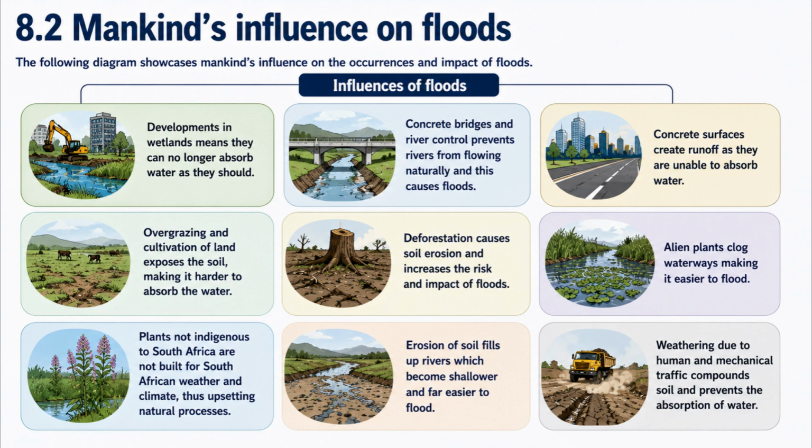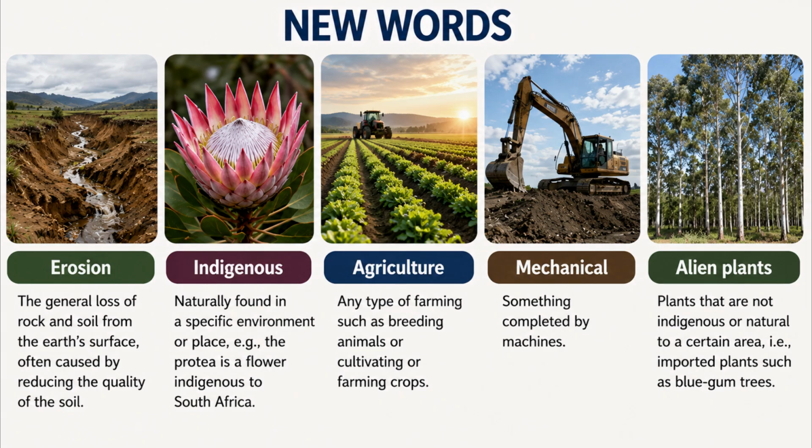Erosion of soil fills up rivers, which become shallower and far easier to flood. Weathering due to human and mechanical traffic compounds soil and prevents the absorption of water. Make a summary of the information on the screen. Write all the new words in your books.